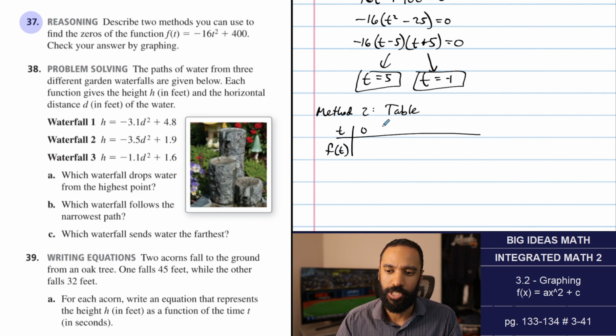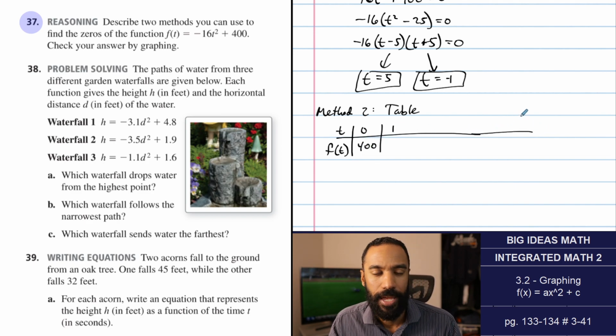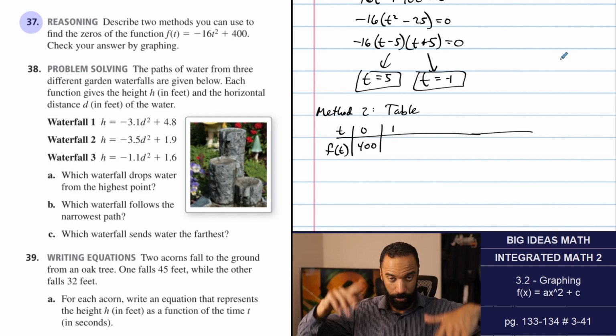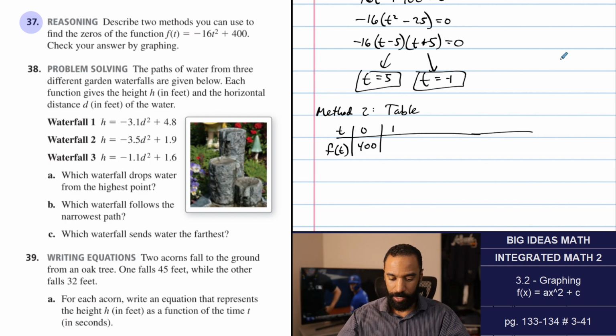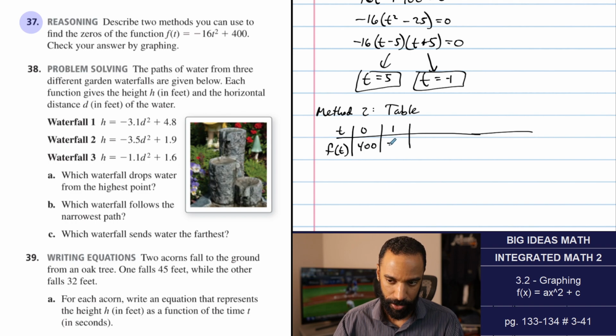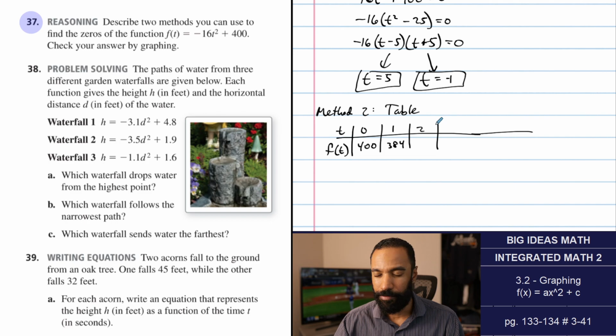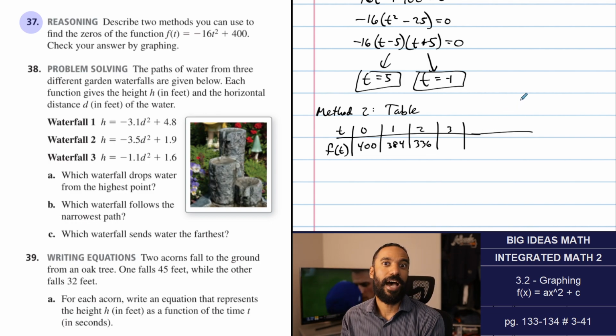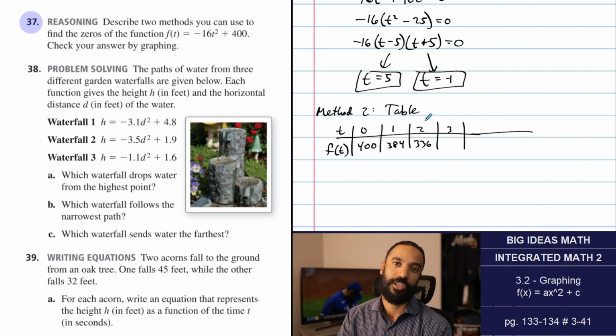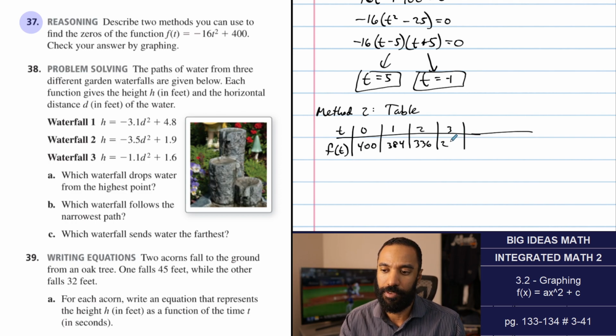When you substitute in 0, you get 400. You substitute 1, and we're going down from 400. 16 times 1 is 16, so we're going down to 384. Plug in 2, you go down 16 times 4, which is 64, so 336. Then you go down 3. 16 times 9, since 3 squared is 9, is 144. You go down 144, to 256.